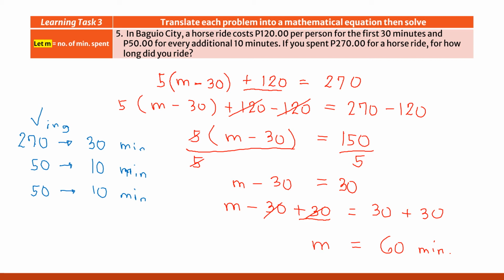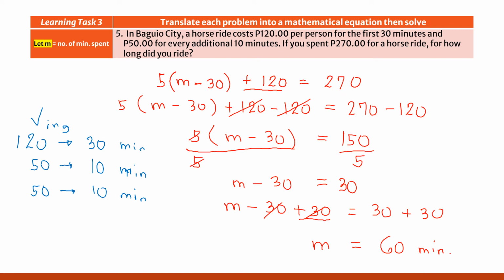Sorry, hindi pala siya 270. Ang binayaran lang pala natin sa 30 minutes ay 120. Buti napansin ng sir. So, take note ha, ang binayaran lang natin ng 30 minutes exactly ay 120 pesos. Tama? Okay. So, nagdagdag ka ulit ng 10 minutes.